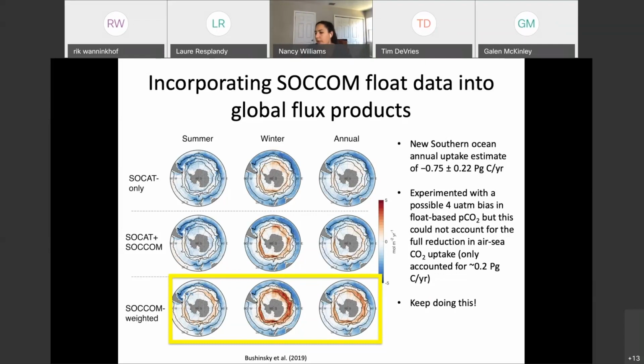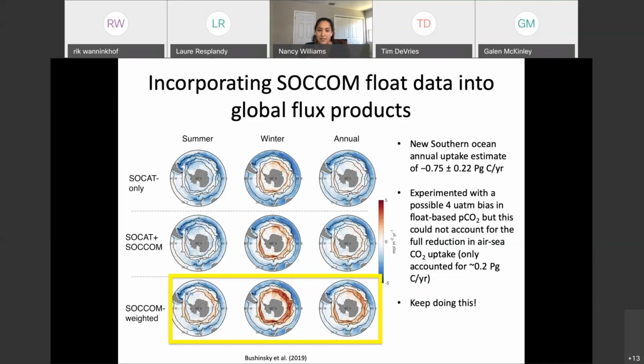When we're comparing observation-based products, I think a lot of times people want to jump straight to comparing the fluxes, and the same with model output. But in reality, there's a lot of uncertainty and a lot of differences in the winds and sea level pressure products that are used to calculate fluxes. It might actually be better to take a step back to the basics and compare the pCO2, or even the DIC, in these different data products and models.